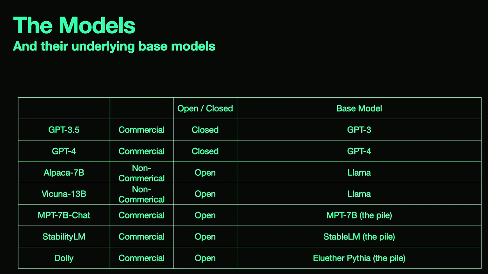And then of course we're going to look at a couple of other models as well, such as the new MPT 7B model, stabilitylm, and dolly, which is based on Eleuther's Pythia model, and all of them have been trained on the pile. What you're going to see is that the open source models with commercial licenses, which are all based off of the pile, are going to come back with terrible results when they're dealing with commercial based books, because they've never seen the books.